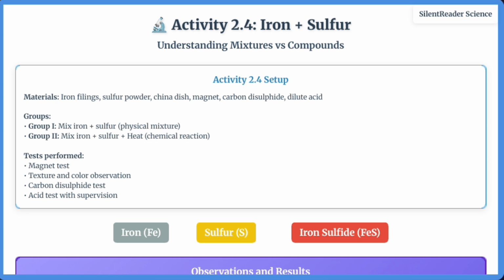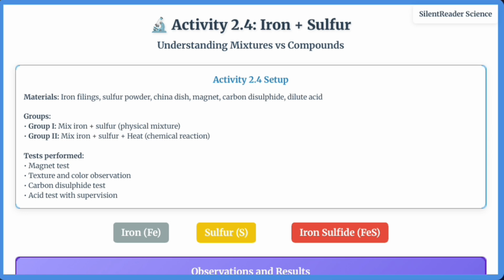Now let's examine the crucial difference between mixtures and compounds through Activity 2.4. When we mix iron filings and sulfur powder, we get a mixture where both components retain their properties. The iron is still magnetic, and sulfur still dissolves in carbon disulfide. But when we heat this mixture strongly, a chemical reaction occurs, forming iron sulfide, which has completely different properties. It's not magnetic, and sulfur doesn't separate in carbon disulfide.